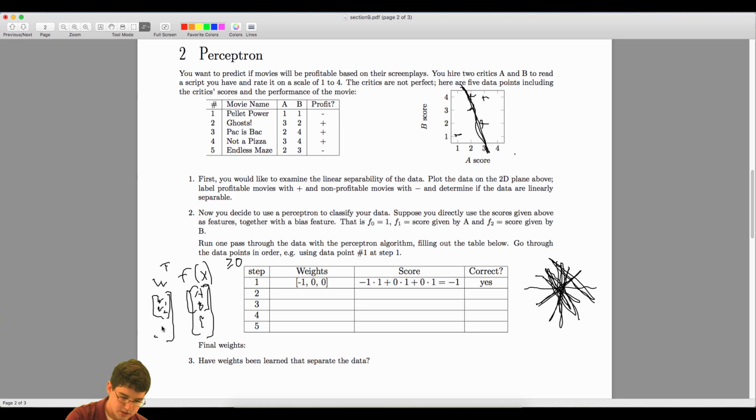So actually, for this particular problem, we're going to put the B at the beginning, but that's just a minor detail, so I'm going to put it up here, B and 1. All right, so now let's start working through the perceptron algorithm.